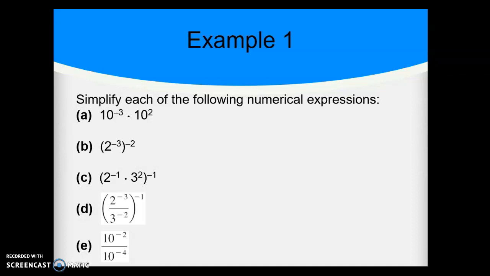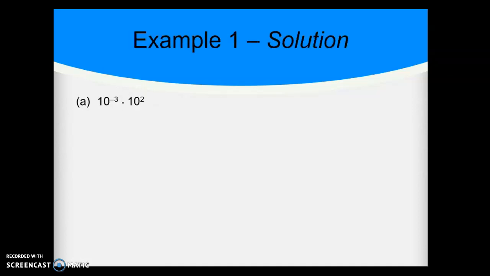So in A, we are just asked to simplify 10 to the negative 3 times 10 to the positive 2. Well, this is a situation where we're multiplying like bases, so we add our exponents. Negative 3 plus 2 is negative 1, so we get 10 to the negative 1 power. Now, we are never finished simplifying an expression of any kind if there are negative exponents remaining. So here we have a negative exponent.